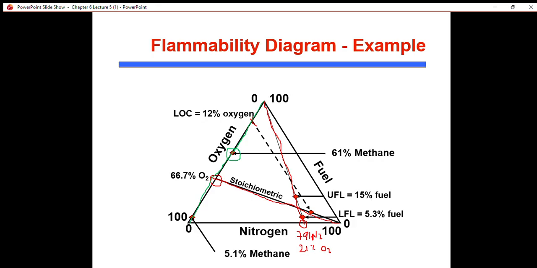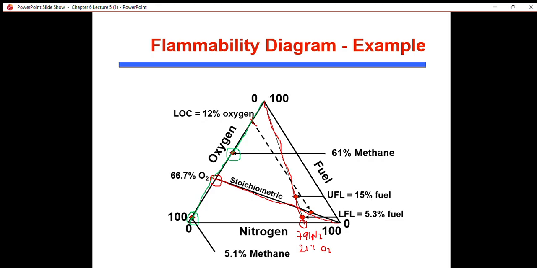So this is the first point that I'm going to read. Then I know that the lower flammability limit for methane in oxygen is 5.1, which means that this combination has only methane and oxygen, which is this point. So now we know where the large border, or the maximum border, is for the upper and the lower flammability limit.